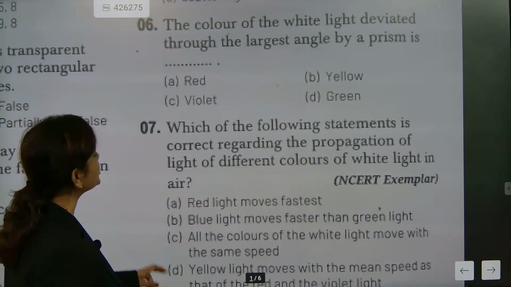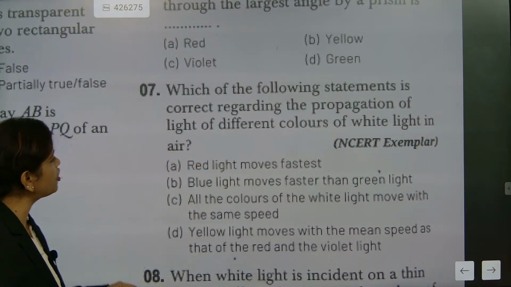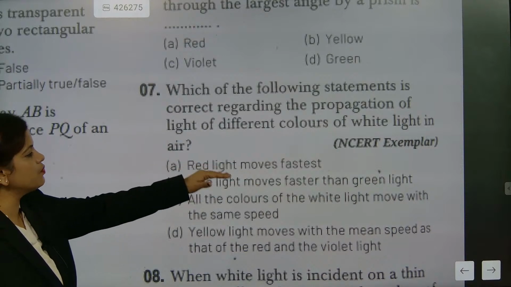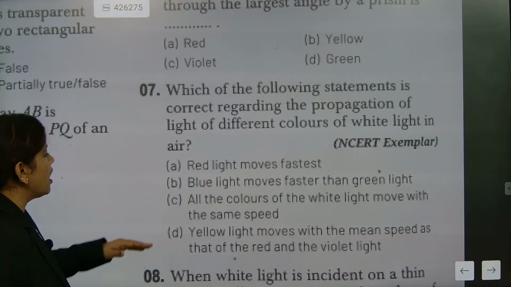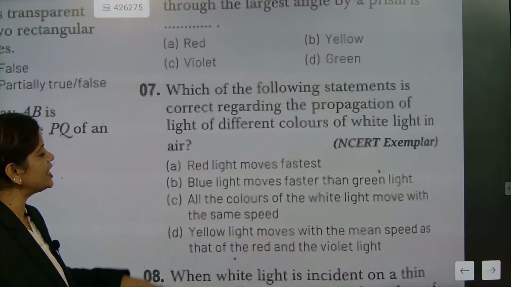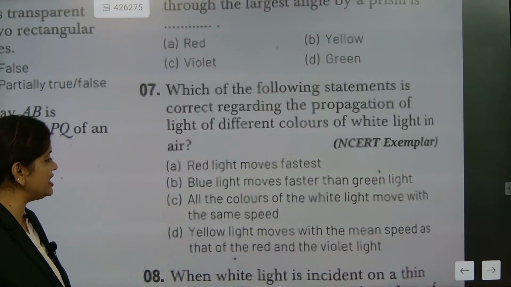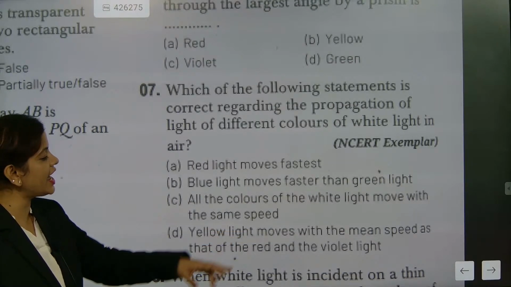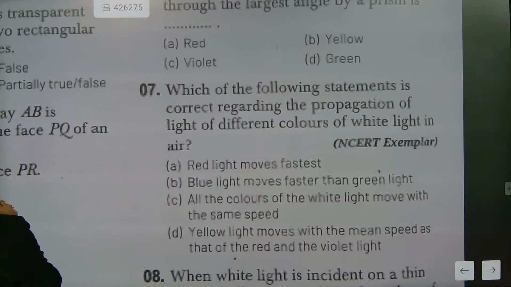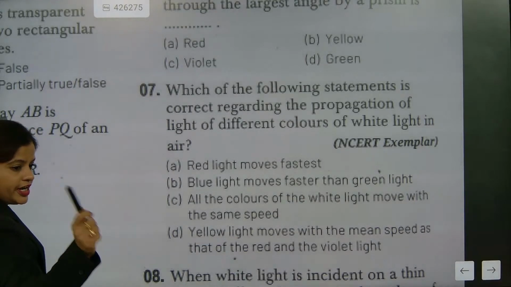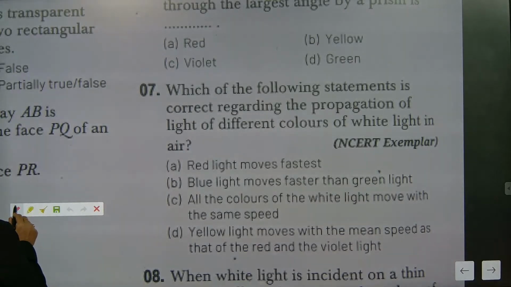Which of the following statements is correct regarding the propagation of light of different colors of white light in air? Red light moves fastest. Blue light moves faster than green light. All the colors of the white light move at the same speed. Yellow light moves with the mean speed of red and violet. So you need to understand how to answer this question. First, don't go for unwanted explanation, and check that part.